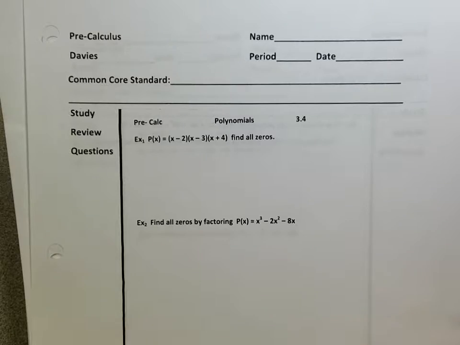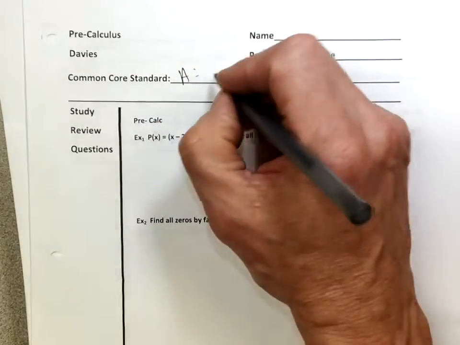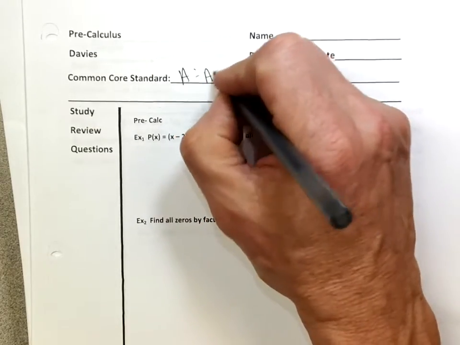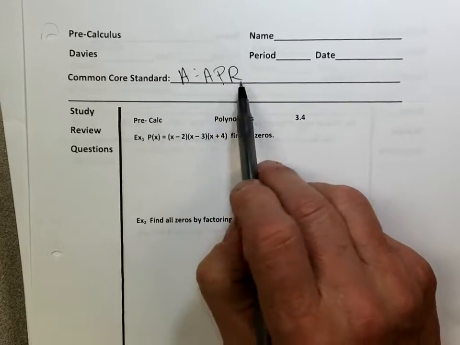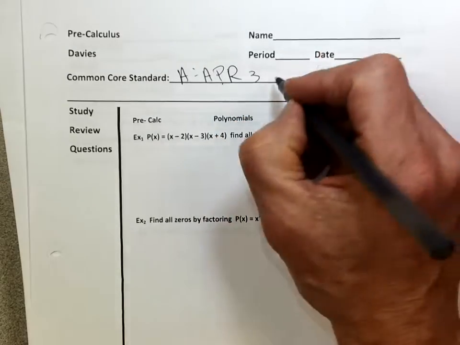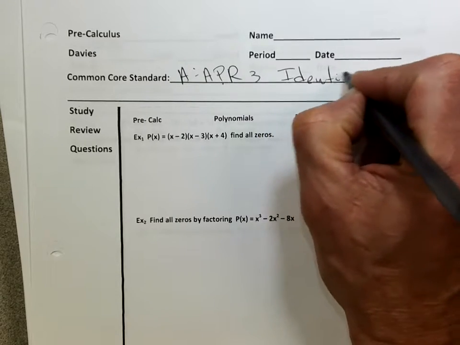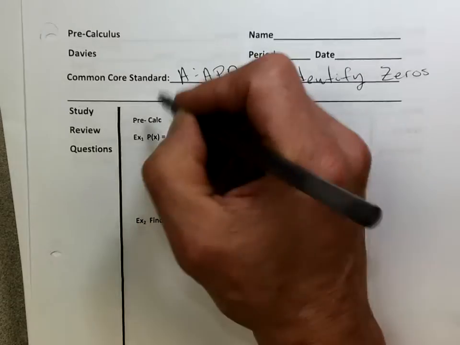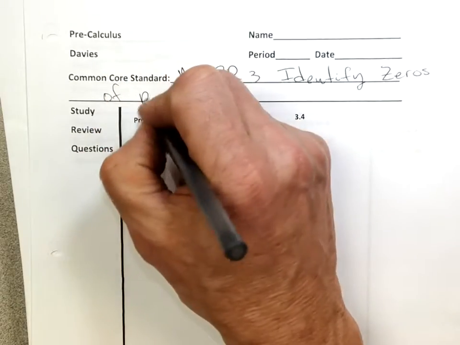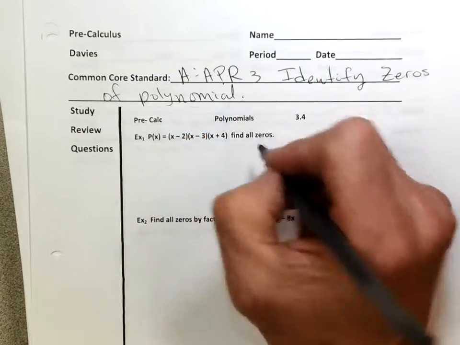So the Common Core today, it is A for algebra, and basically it's APR, polynomial roots. It's algebra, but polynomial roots. Okay, so in section 3, which says identify zeros of polynomials. And that's exactly what we're doing today.